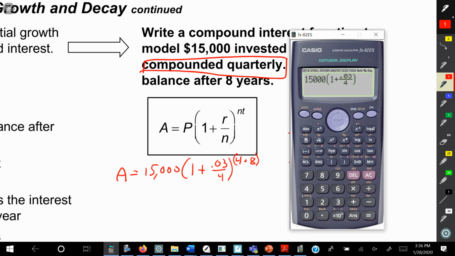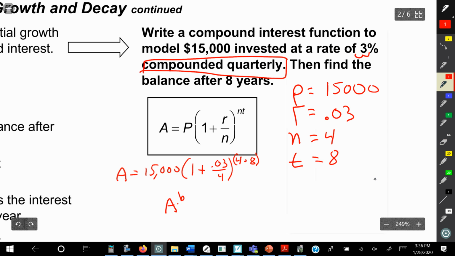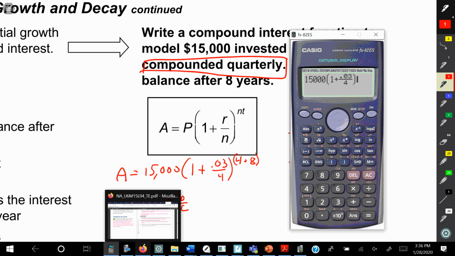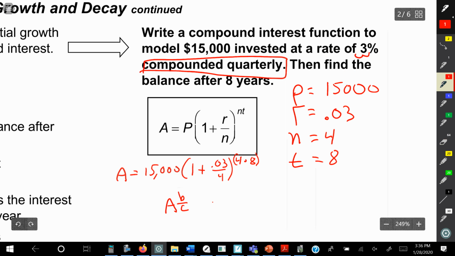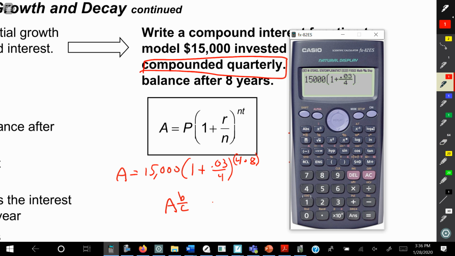On some calculators, it has a button like this. What you would do is the first part of the parentheses, and when you get to the fraction, you put 0.03, then the A B over C button, then hit 4, and then close parentheses. Now we're going to raise it to the n times t, or 4 times 8. I'm going to put that in parentheses: 4 times 8, and then close parentheses. Then just hit equal.